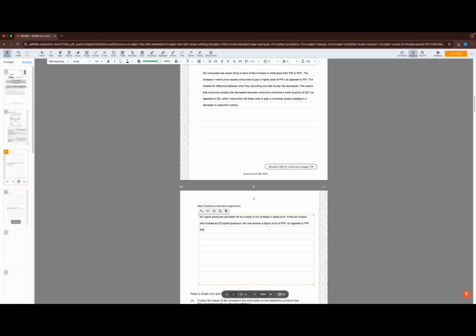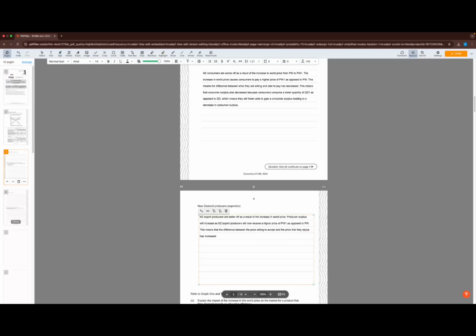This means that the difference between the price they're willing to accept and the price that they'll actually receive will increase. The price they're willing to accept and the price that they receive has increased.